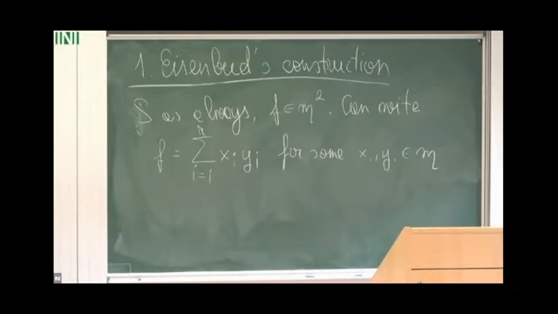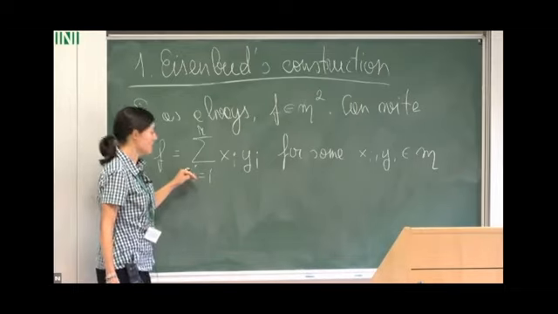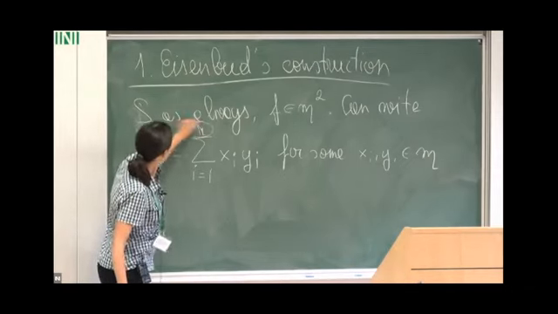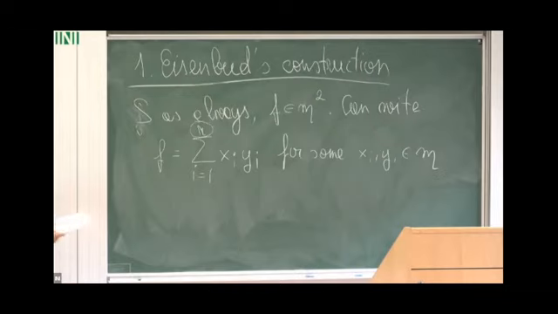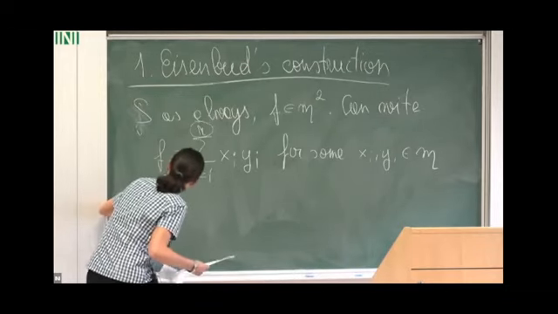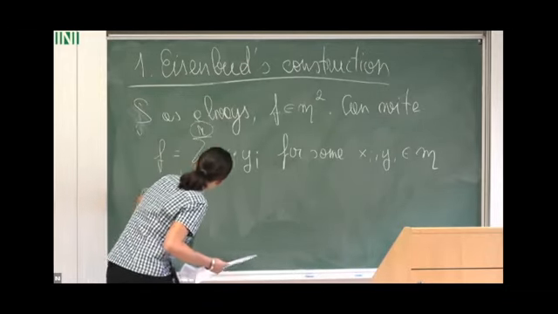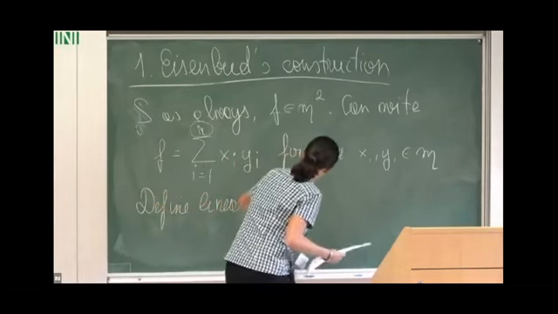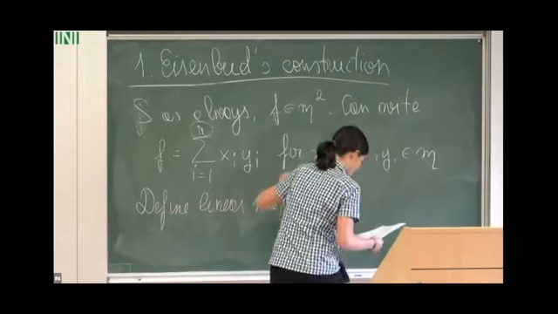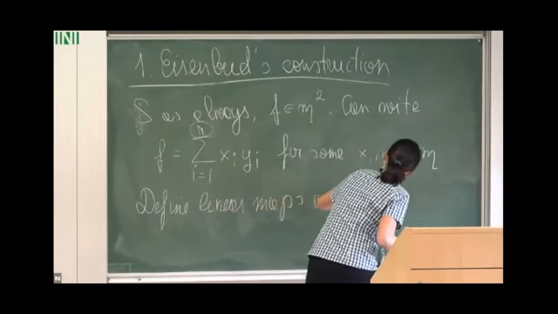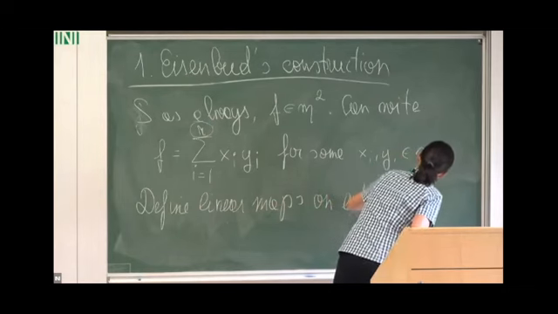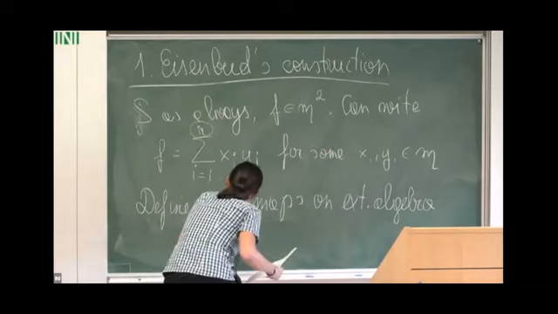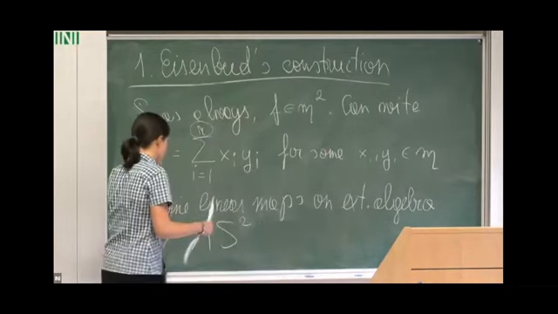And then we can construct a matrix factorization on the exterior algebra of S to the power r. This works as follows. We define some linear maps on this exterior algebra.